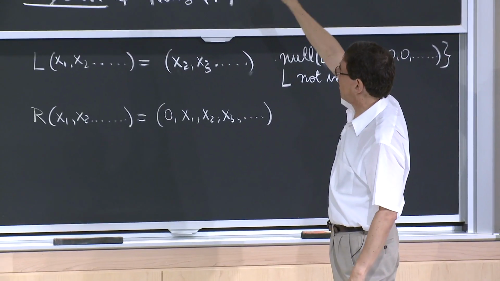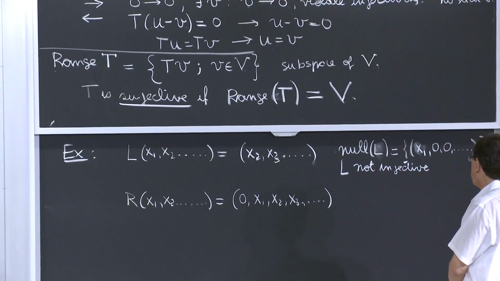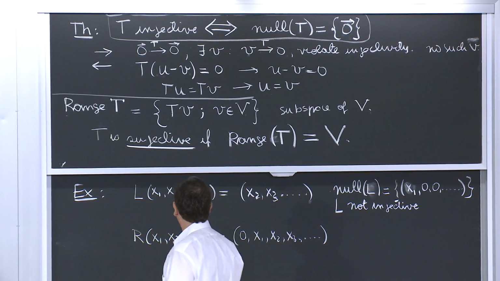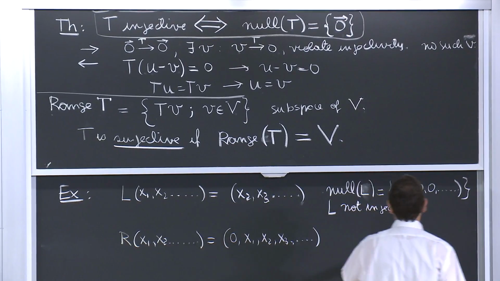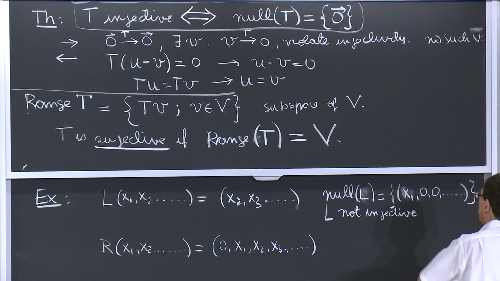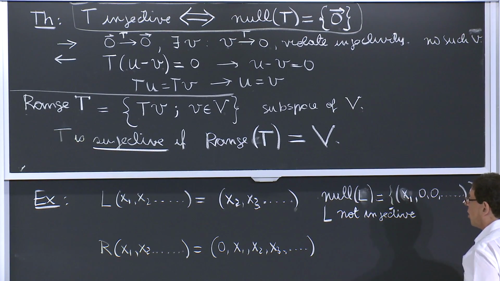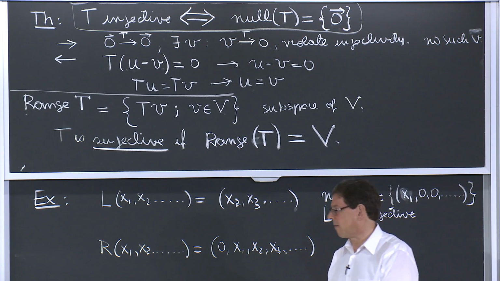By our theorem, not injective. It takes several things to the same thing. For example, it takes the vector (1, 0, 0, ...) to the same thing as it takes the vector (3, 0, 0, ...). So it's not injective. How about, is it surjective?